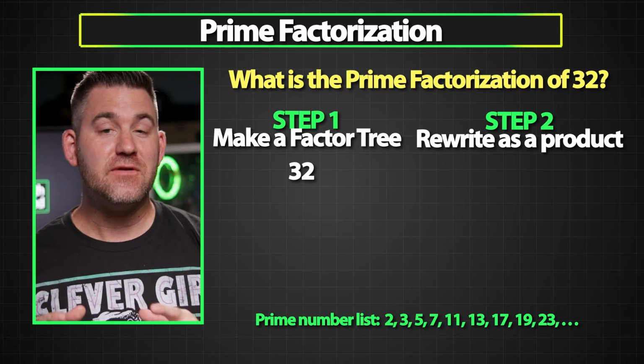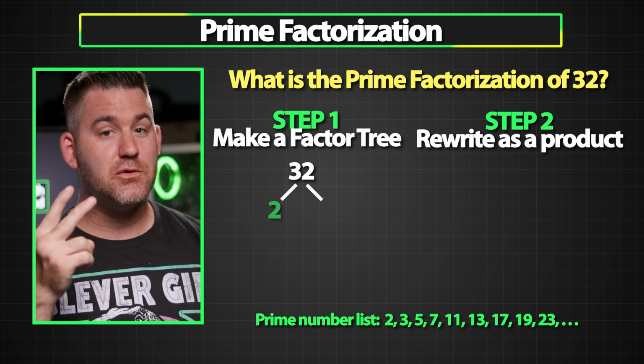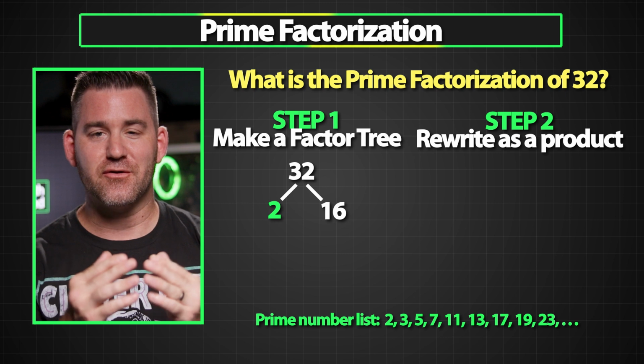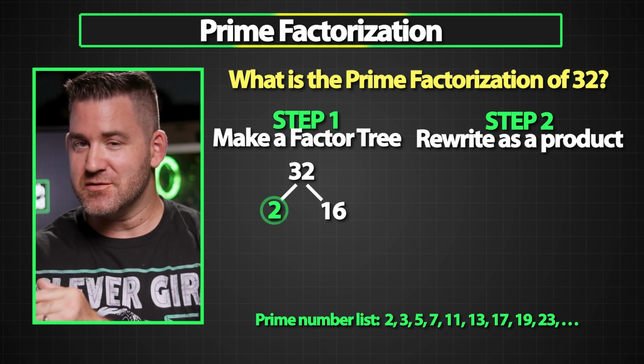Let's turn up the heat just a bit and solve a more challenging problem. Let's take a look at the number 32. Well, 32 is even, so I know 2 goes into it. Well, 2 times 16 will give us 32. 2 is prime, so circle it.